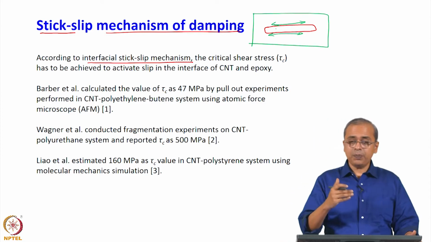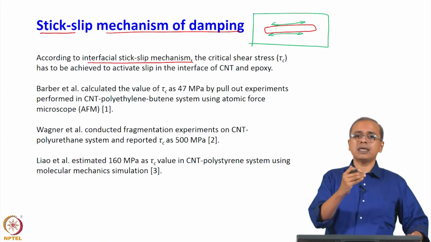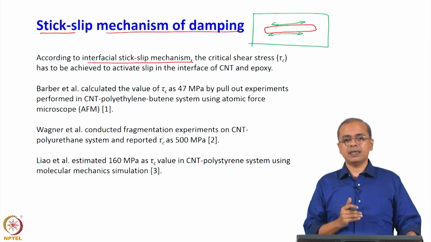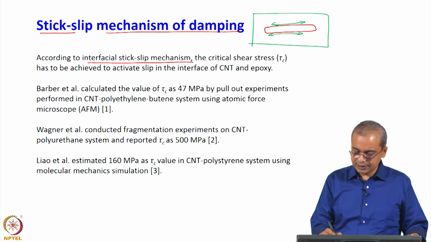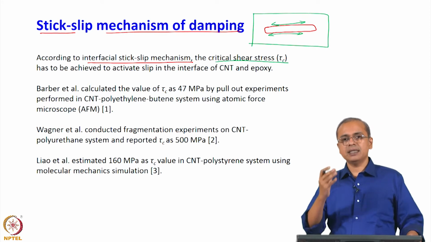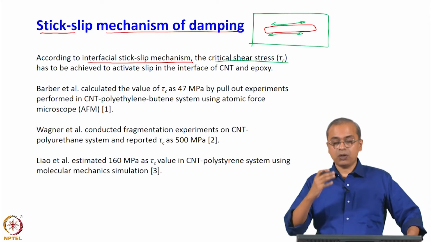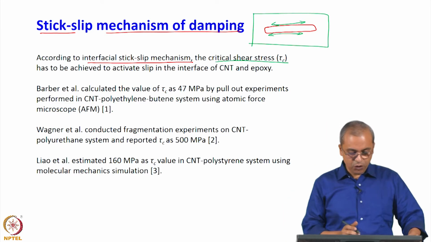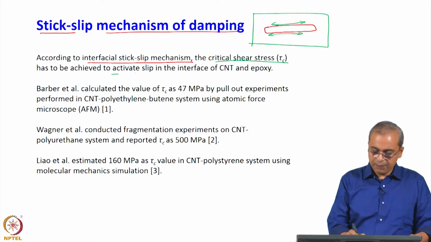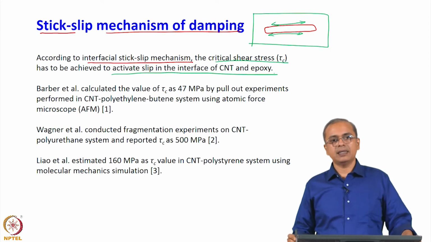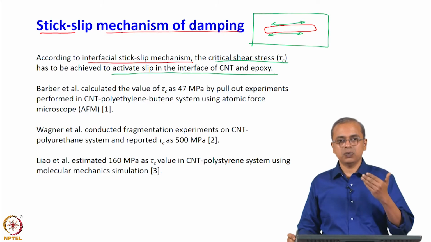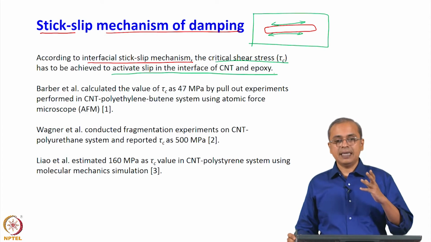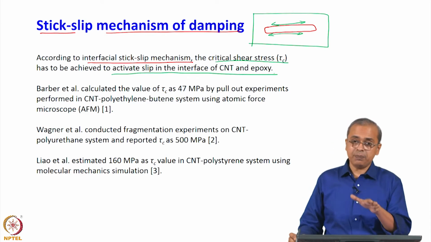Okay. So, you have to put enough stress to overcome that bond and make this nanotube slide, and therefore, there is a critical shear stress. There is a certain critical shear stress that has to be crossed, that threshold has to be crossed for you to activate the slip mechanism in the interface of the CNT and the epoxy. So, you have to do that, only then this interface begins to move.